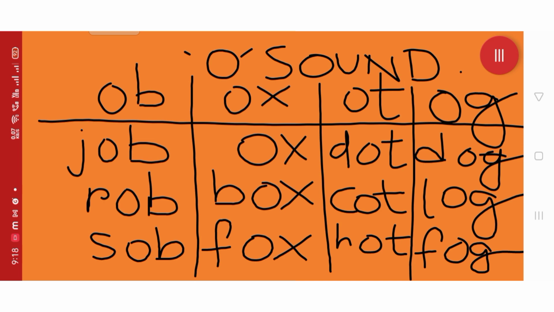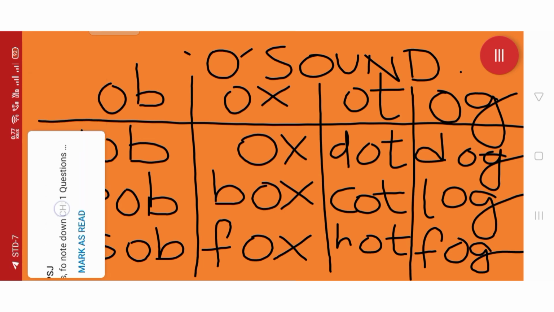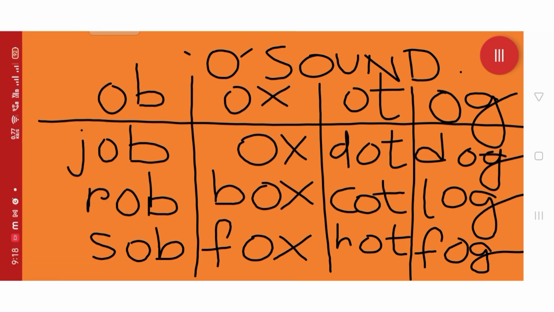If the ending letters is O-B, we pronounce it how? Like J-O-B, job. If it is O-X, then B-O-X, box. X is having its own pronunciation, so it's box. O-T, then D-O-T, dot. O-G, D-O-G, dog. Clear?